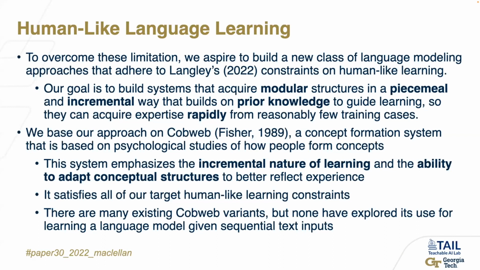There are many variants of Cobweb out there right now, ones that support different kinds of tasks and different characteristics of the input. But none of those existing implementations explore learning a language model from sequential text input. So that's really the focus of our work here, to try to create a new variant that can support language modeling.